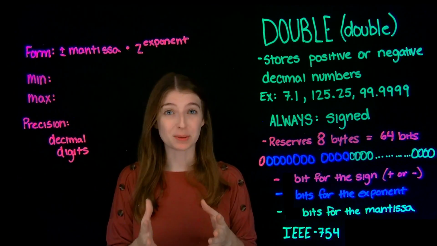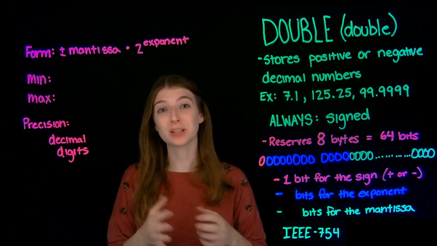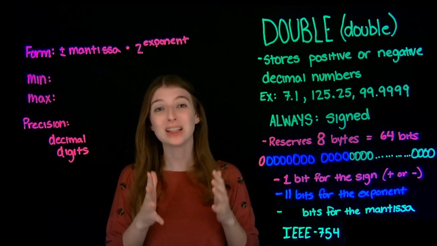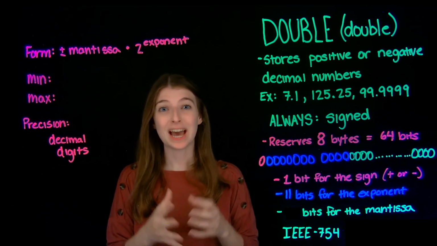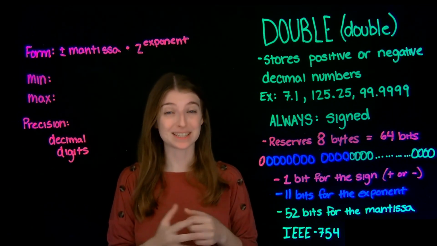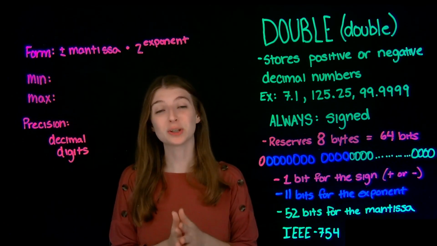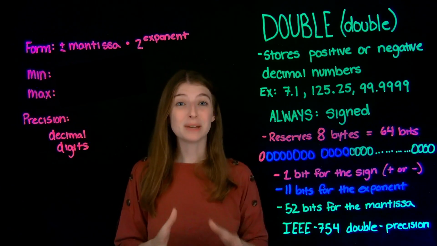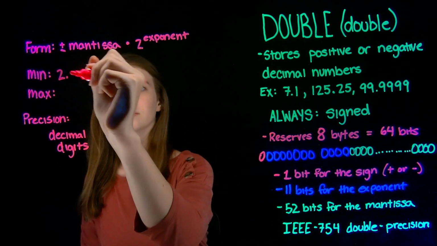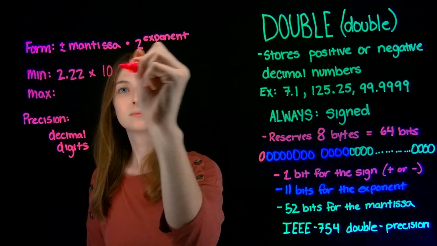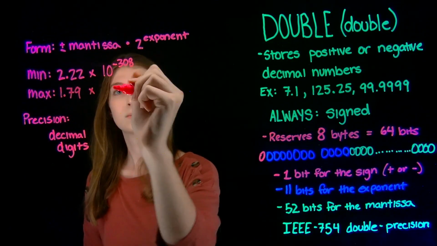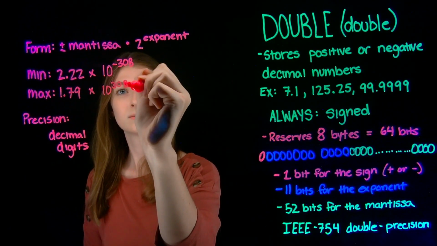Now, as for splitting up the binary number, we still have 1 bit for the sign, whether it's a positive or negative number, but now we have 11 bits for the exponent and 52 bits for the mantissa. And this is called IEEE 754 double precision. Doubles can store a minimum number of 2.22 times 10 to the negative 308 with a maximum number of 1.79 times 10 to the 308th power.